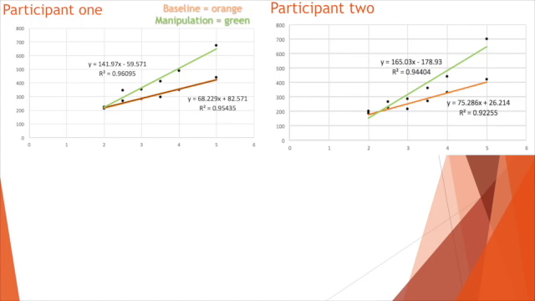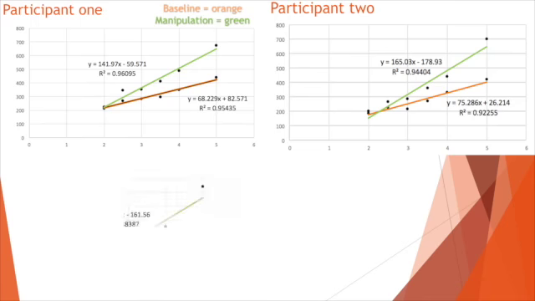The intercept for the baseline, however, suggests that the reaction time is 26.214 milliseconds when there is no uncertainty, thus no bits, while the intercept for the manipulation suggests that the reaction time is negative 178.93 milliseconds when there is no uncertainty.